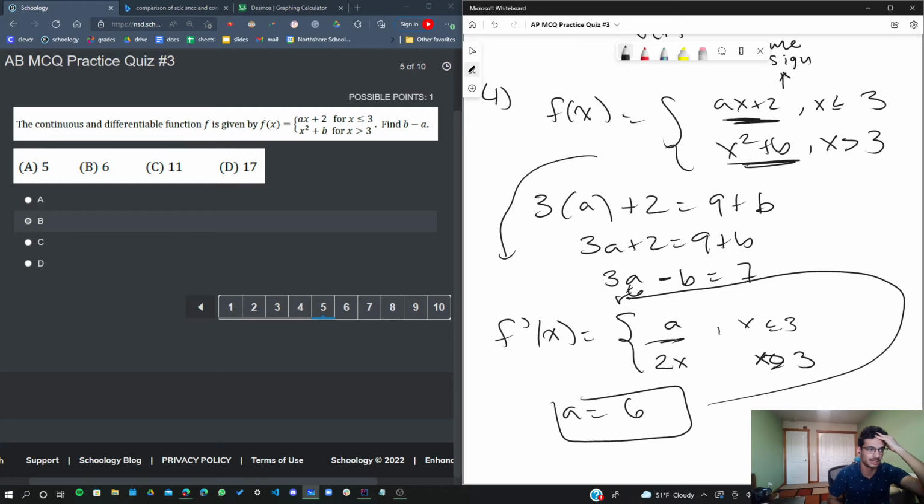So we can put that in here. So then 3 times 6 is 18. 18 minus b is equal to 7. B is equal to 11. So then now b minus a is 11 minus 6, which is 5.